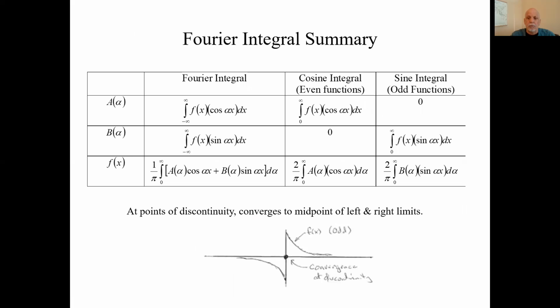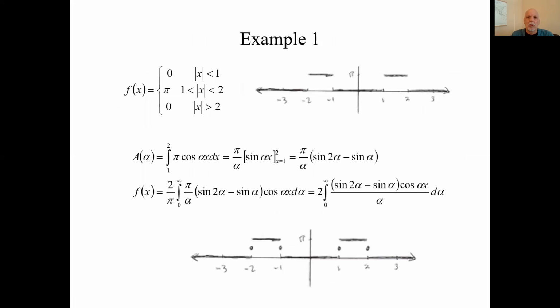So let's talk a little bit about the Fourier integral. Well, for one thing, if your function is even or odd, it simplifies. So we have simplified versions for even functions and odd functions. And just like the Fourier series, any place where the original function is discontinuous, the Fourier integral converges to the midpoint of the left and right. That'll become important in a little application here that we're going to get to in a bit.